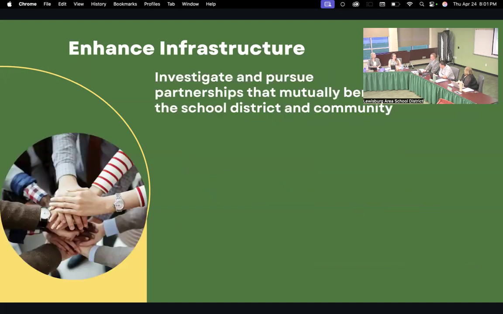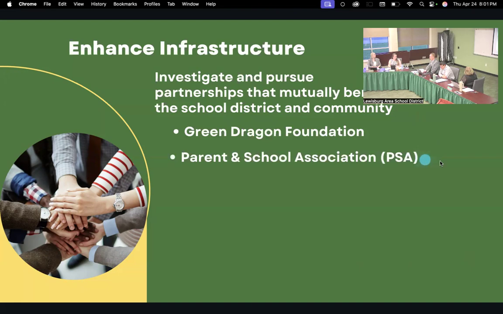And then partnerships were another objective. How do we find different organizations that can help offset costs or that we can both mutually benefit? I identified a couple of those. Again, I mentioned Green Dragon Foundation earlier. Our PSA has been a great partner as well. They take care of some field trips. We have an elementary and a middle school PSA, as well as events at the end of the year. They help cover some of those costs.